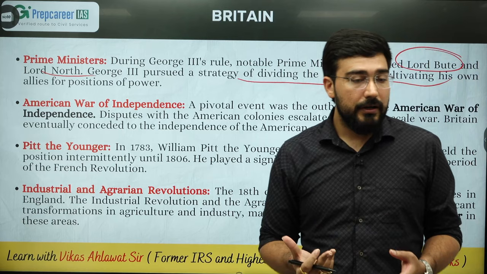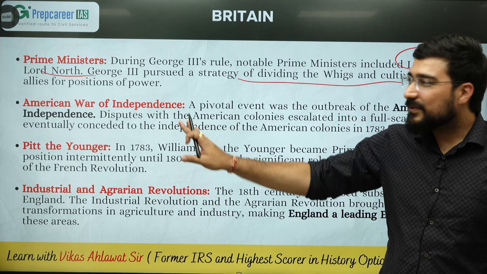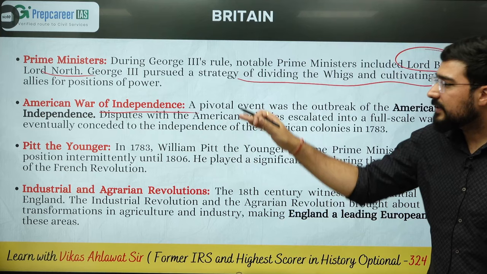In fact, he was having a very close relationship with the British East India Company. They used to give him loans, he used to give them charters. Ek haath le, ek haath de. Okay, so that is what used to happen with King George III. Then, the American War of Independence is something which is important during his time.